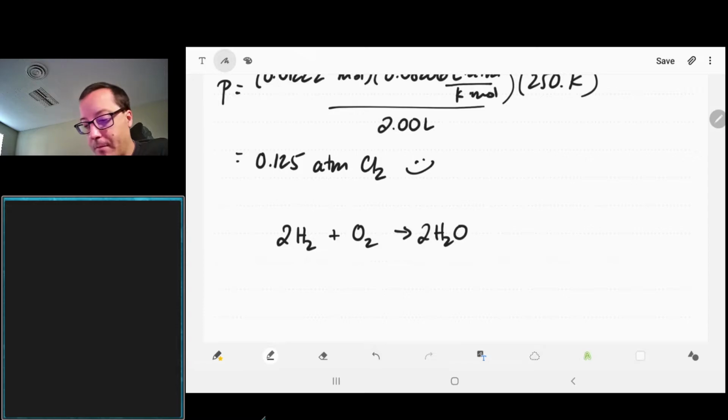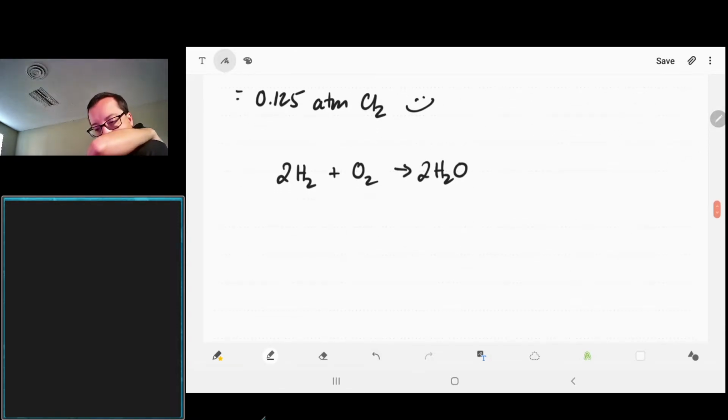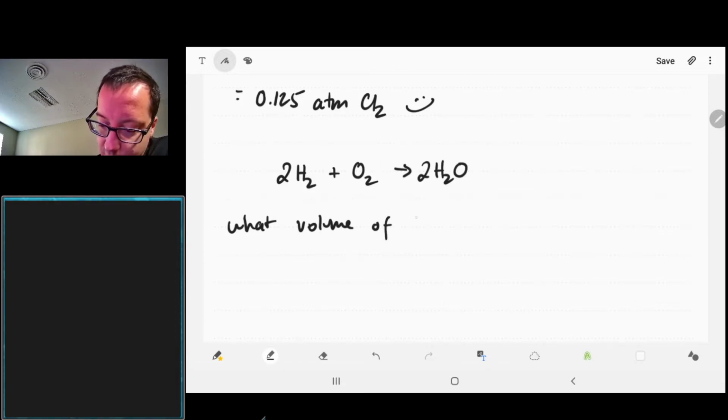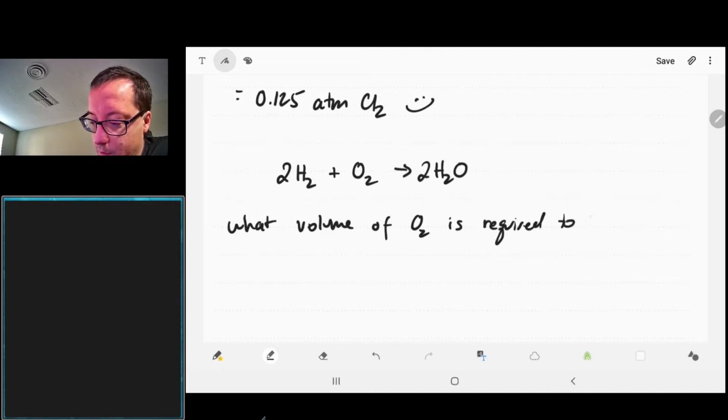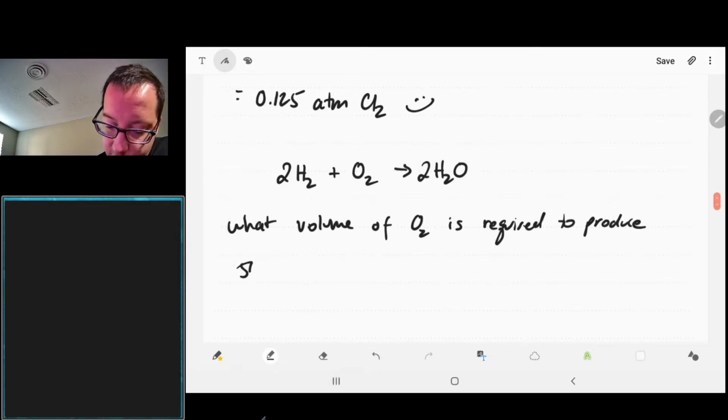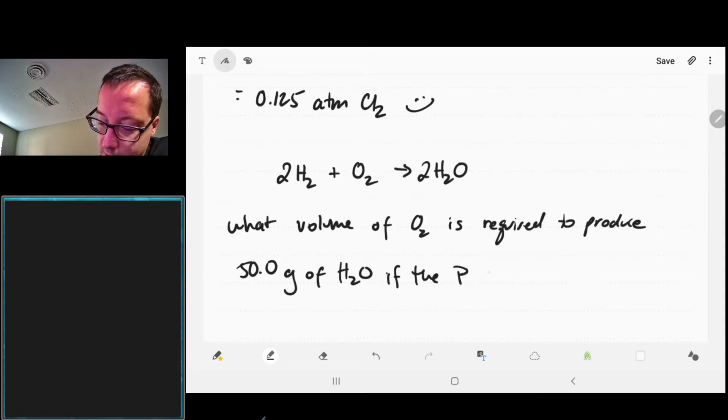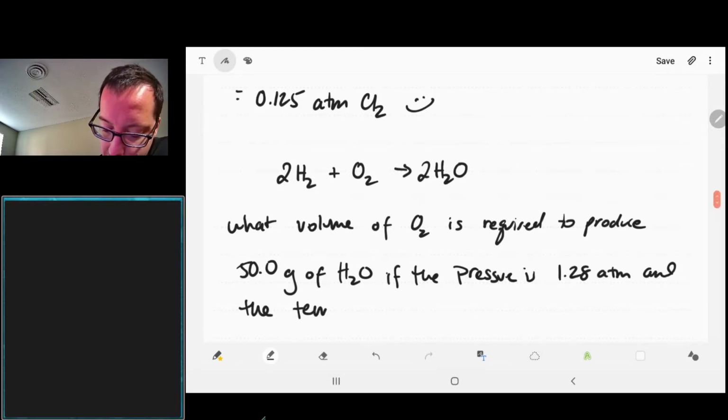Here's one. What volume of oxygen is required to produce 50 grams of water if the pressure is 1.28 atm and the temperature is, let's just say, 380 Kelvin.